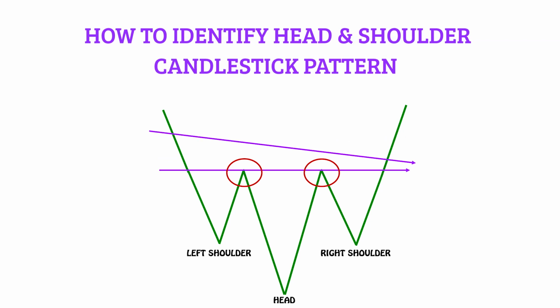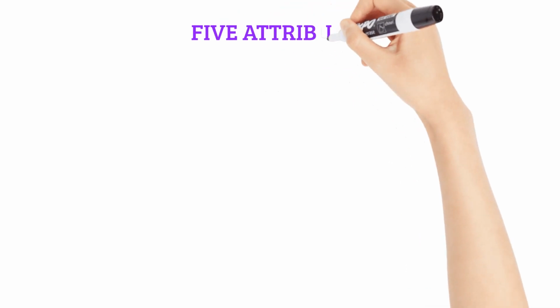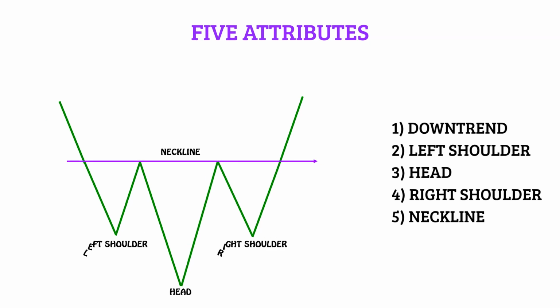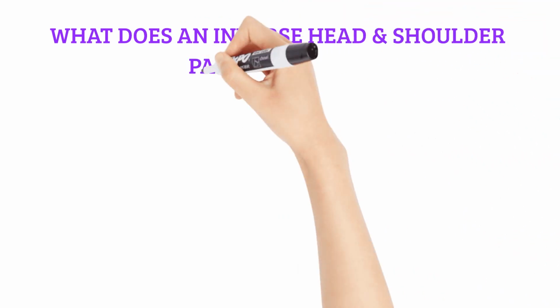An inverse head and shoulder pattern has 5 components or attributes: a downtrend, left shoulder, a head, right shoulder, and the neckline. We need both the shoulders and the head of the pattern before we can identify the neckline. So what does an inverse head and shoulder pattern mean?